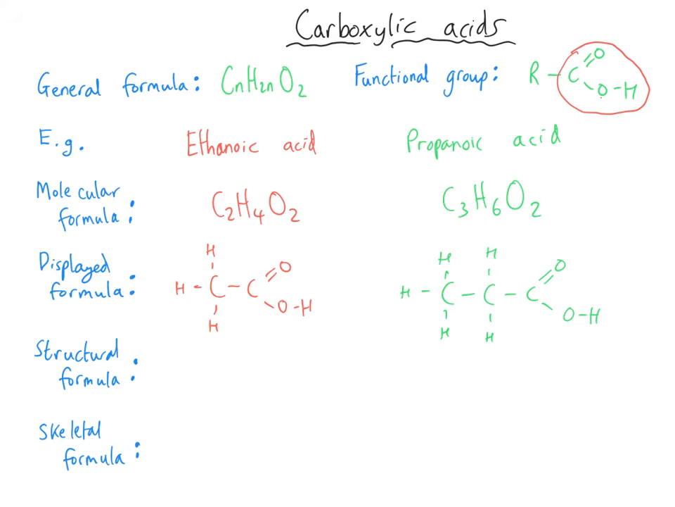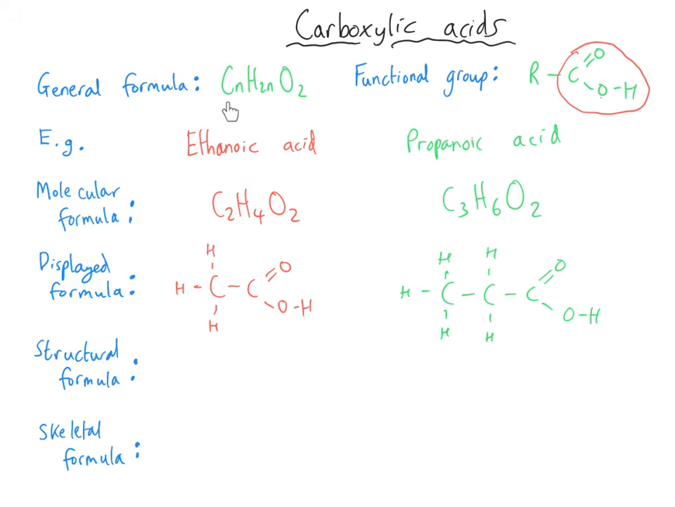So unlike the aldehyde, which only has a hydrogen in this position here, or the ketone, which has another carbon chain attached here, the carboxylic acids actually have an alcohol group and a carbonyl group merged together. So they're almost two functional groups in one, but we call them one functional group. We call them the carboxylic acid functional group.